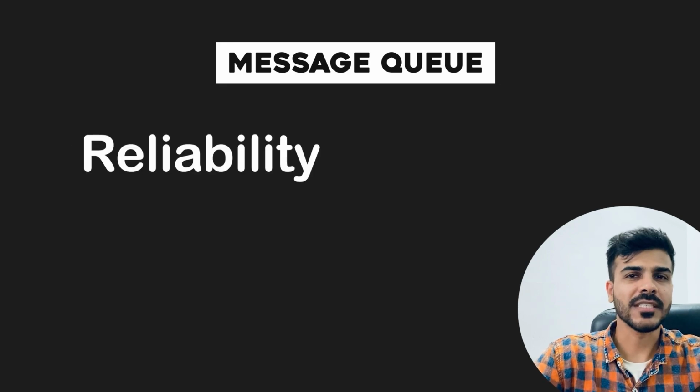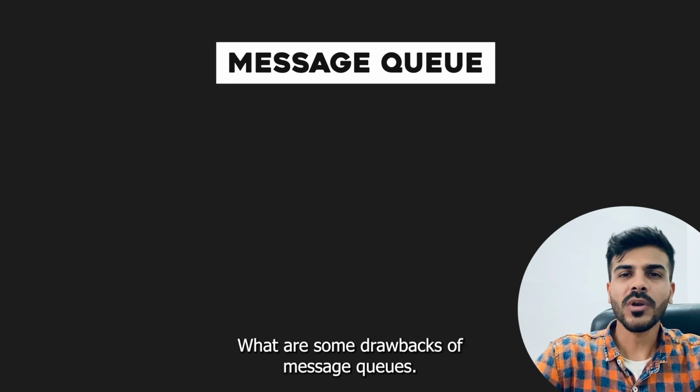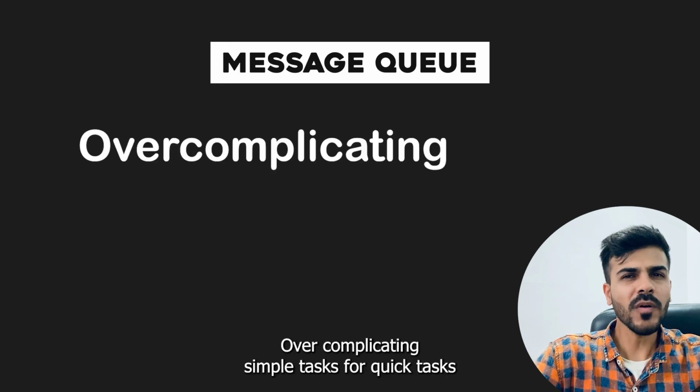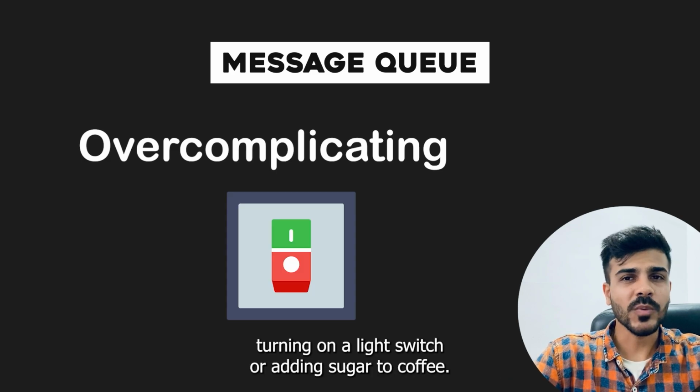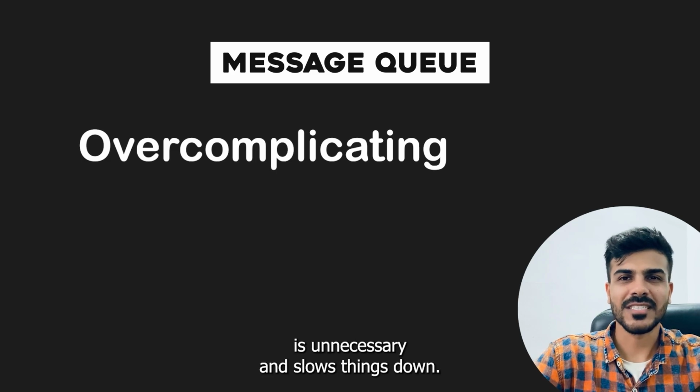Third, reliability. This ensures all the tasks will be completed by the end of the day, even if the maid takes a break. What are some drawbacks of message queues? Overcomplicating simple tasks. For quick tasks like perhaps turning on a light switch or adding sugar to coffee, writing them down on a checklist is unnecessary and slows things down.